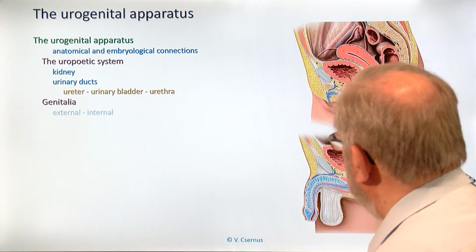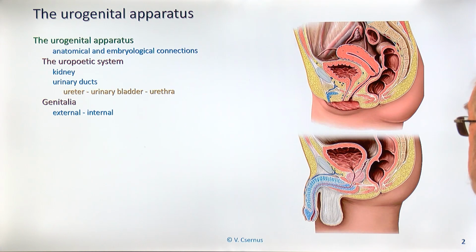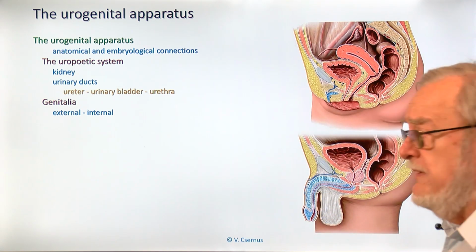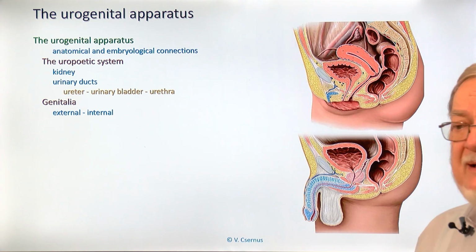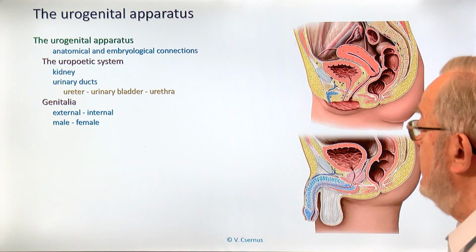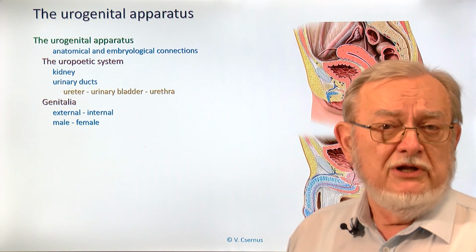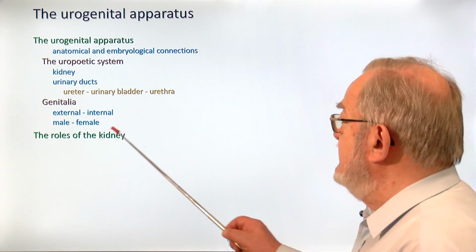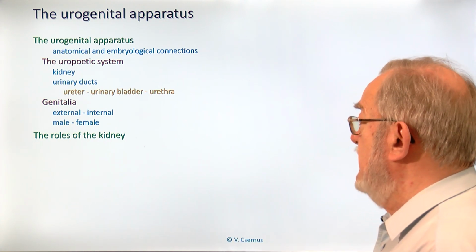The genitalia can be divided into two aspects because we differentiate external and internal genitalia. As you know, external genitalia are the organs for the copulation, and the internal genitalia produce the germ cells and temporarily store them. Also, in other aspects, we have male and female genitalia. You probably know pretty much what the difference between them is. Now, let's start with the uropoietic system and with the kidney.